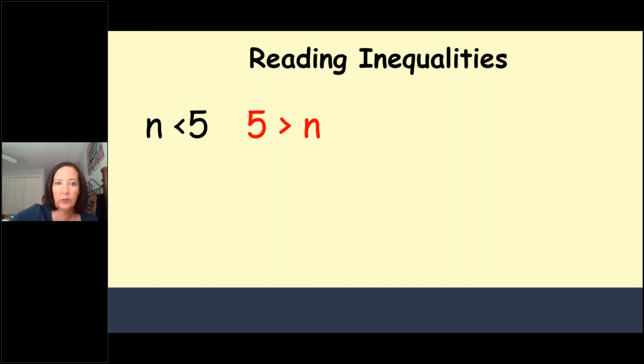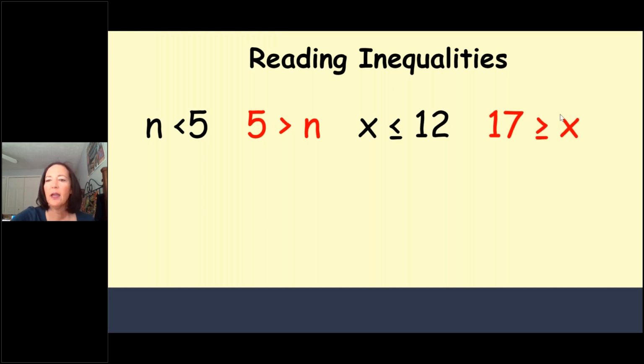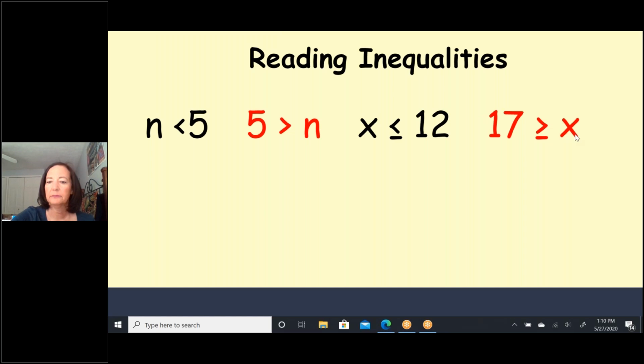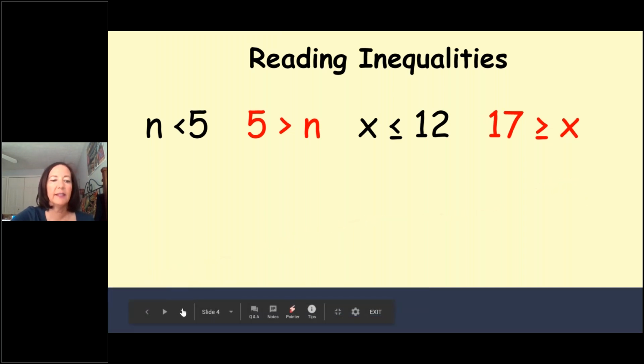So let's read the next one. So Danielle, what's this one? So we got X is less than or equal to 12. Perfect. And Tylisha, how about this one? 17 is greater than or equal to x. Nice. And Danielle? We have M is greater than 12. Perfect. Tylisha?